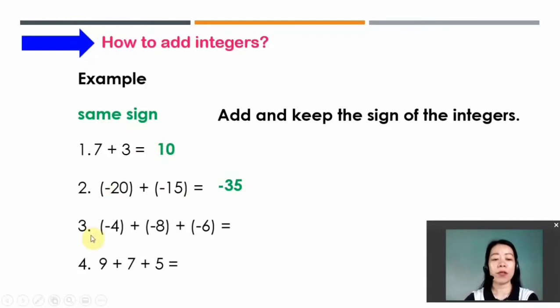Next, for number 3, negative 4 plus negative 8 plus negative 6 equals negative 18. And number 4, 9 plus 7 plus 5 equals 21.